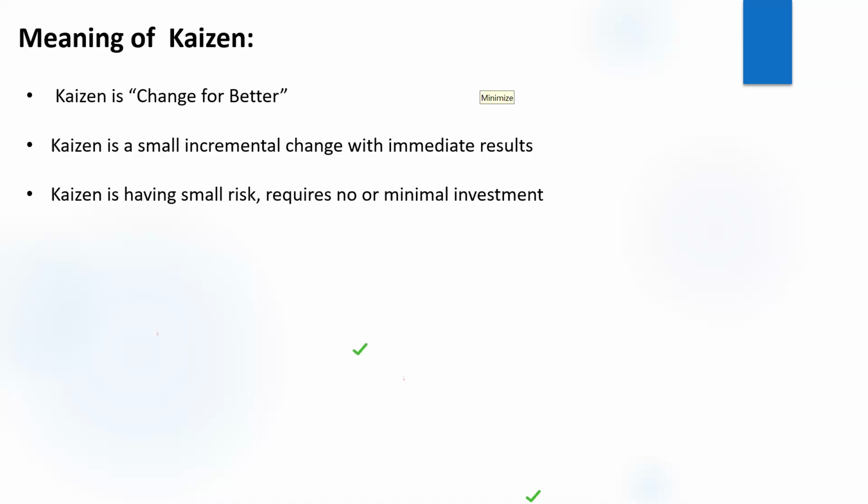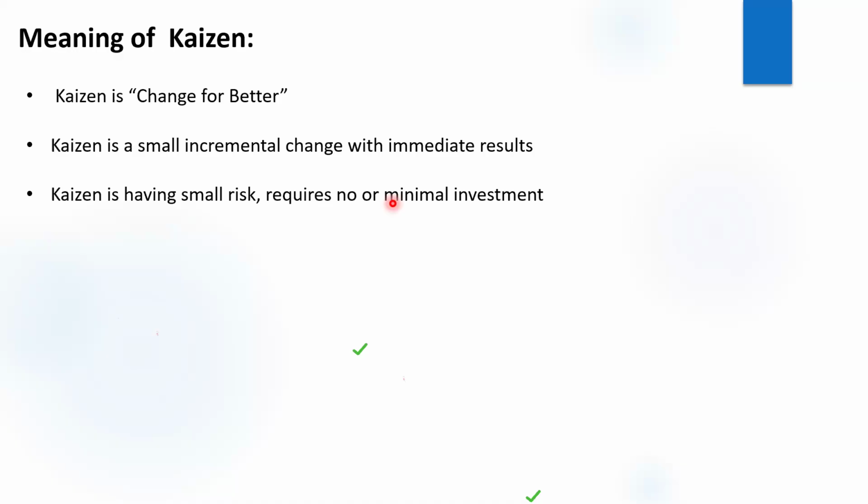Now, the meaning of Kaizen: we can say change for better, or improvement in self. Kaizen is a small incremental change with immediate results. The results will be immediate, but the change will be small or incremental. And always remember why Kaizen is good: it has a small risk and requires no or minimal investment. Okay, that is Kaizen.